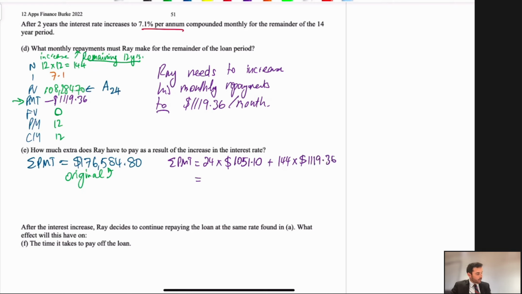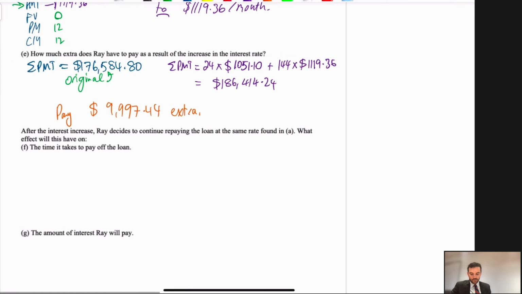1119.36. Now the sum of these payments in total makes 186,414.24. So how much does he have to pay extra? You just deduct one away from the other: 9997.44 extra, or additionally. Let's move on to F.